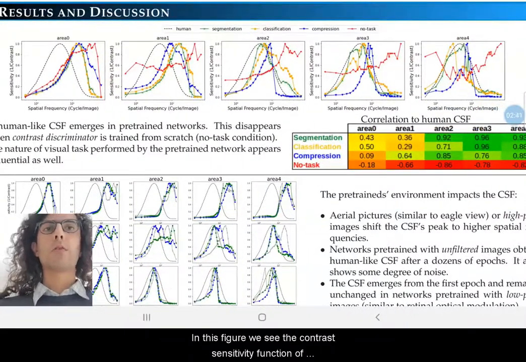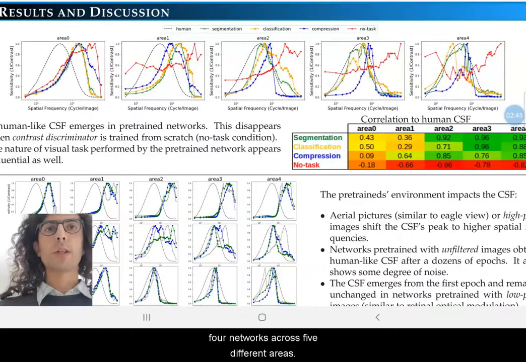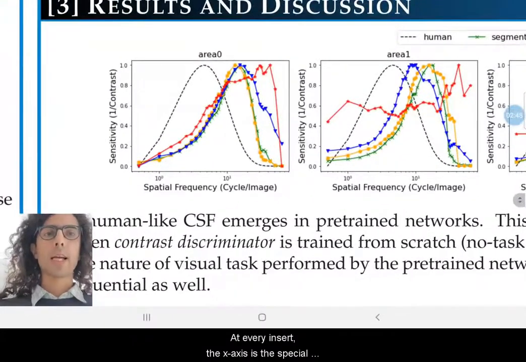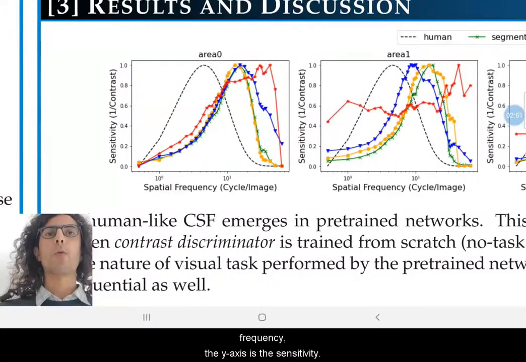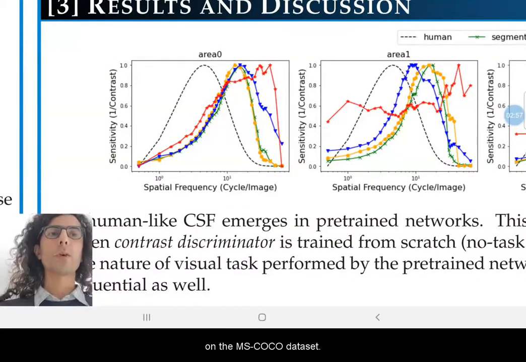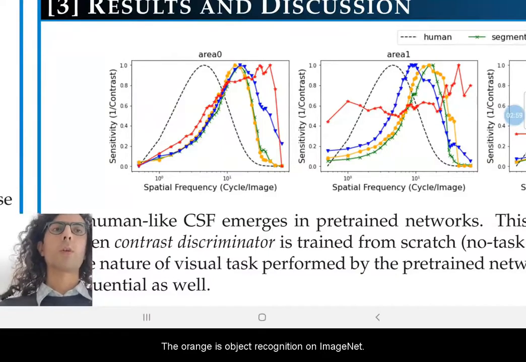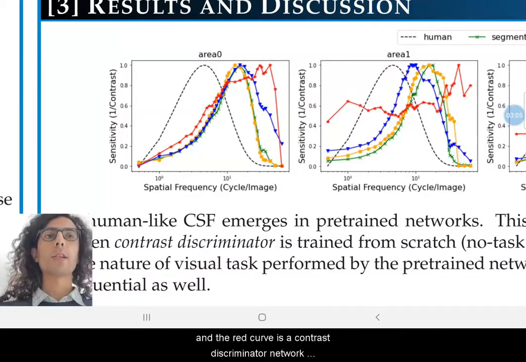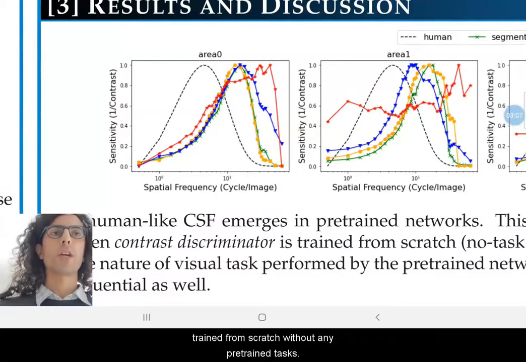In this figure, we see the contrast sensitivity function of the 4 networks across 5 different areas. In every inset, the x-axis is the spatial frequency and the y-axis is the sensitivity. The green curve is the segmentation network trained on the MS-COCO dataset. The orange is object recognition on ImageNet. The blue is a variational autoencoder, and the red curve is a contrast discriminator network trained from scratch without any pre-trained task.